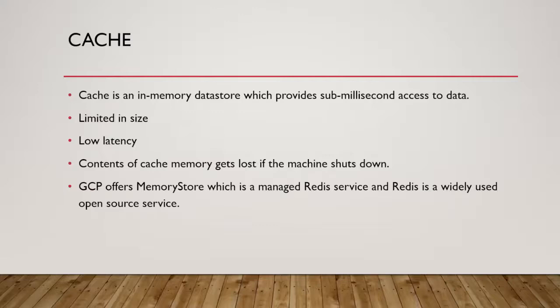and it is very volatile. The contents of cache memory get lost if the virtual machine gets shut down, and only the data that needs to be very frequently accessed is stored in cache memory. GCP offers a cache memory storage service, which is Memorystore. It is a managed Redis service, and you all know that Redis is a widely used open source cache service.